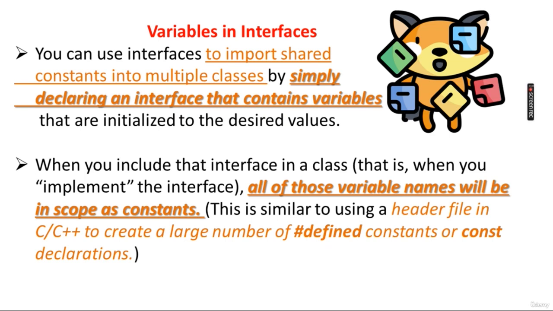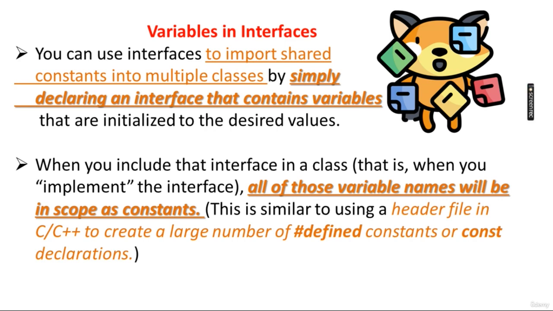Variables in interfaces. You can use interfaces to import shared constants into multiple classes. Why shared constants? Whatever we are writing into an interface as a member variable must be final and must be static. What does that mean? And it must also be initialized. What does that mean? It is a constant. And whenever you are implementing that interface, you are indirectly accessing the constants declared in that interface.